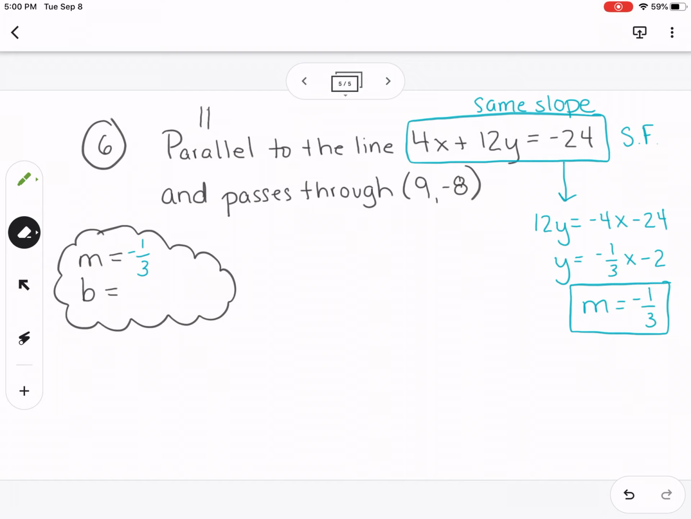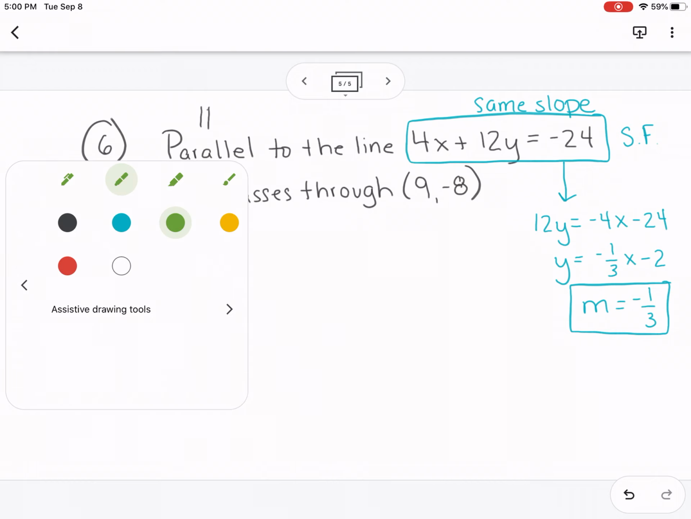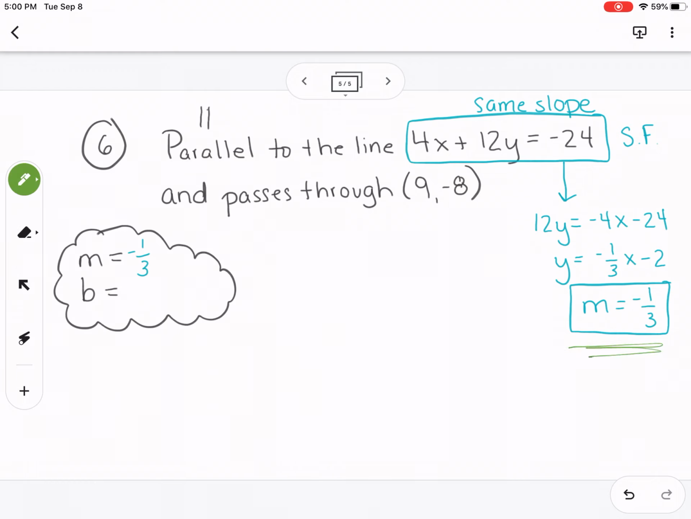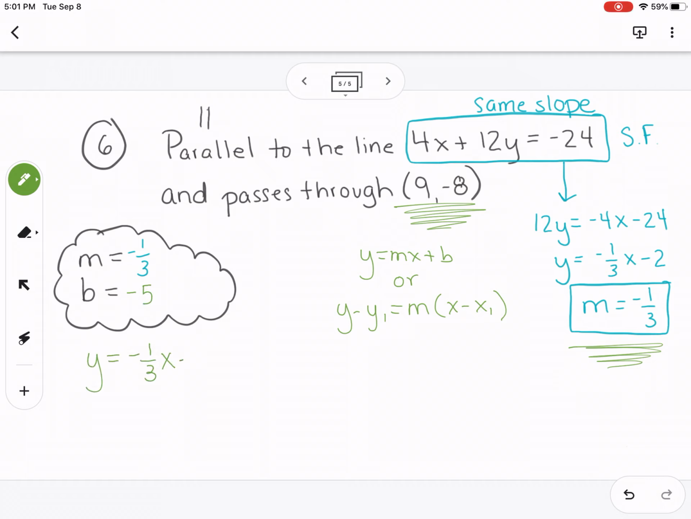So now I still need my b, right? I still have this blank b here. So now you go back to what we've done in the previous examples. You take your m, you take your ordered pair, and you pick your poison, right, is the expression. So y equals mx plus b, or y minus y1 equals m times x minus x1, right? I'm not going to work through all this. You get a b value of negative 5. And so your final answer is y equals negative 1/3 x minus 5. Final answer.